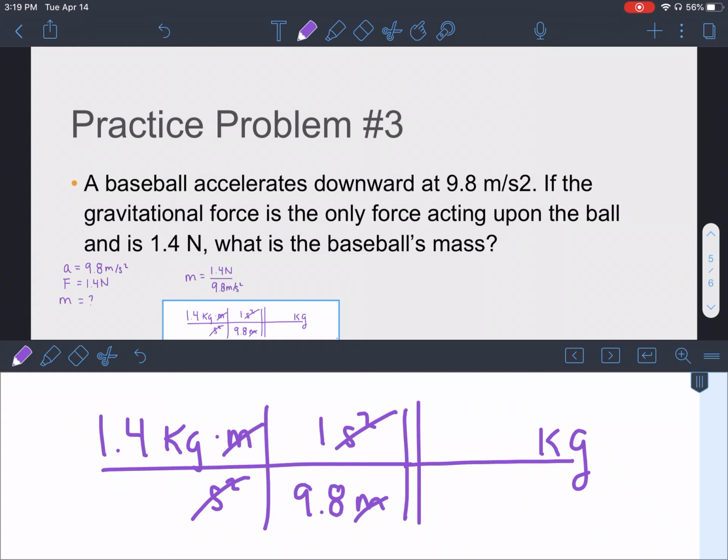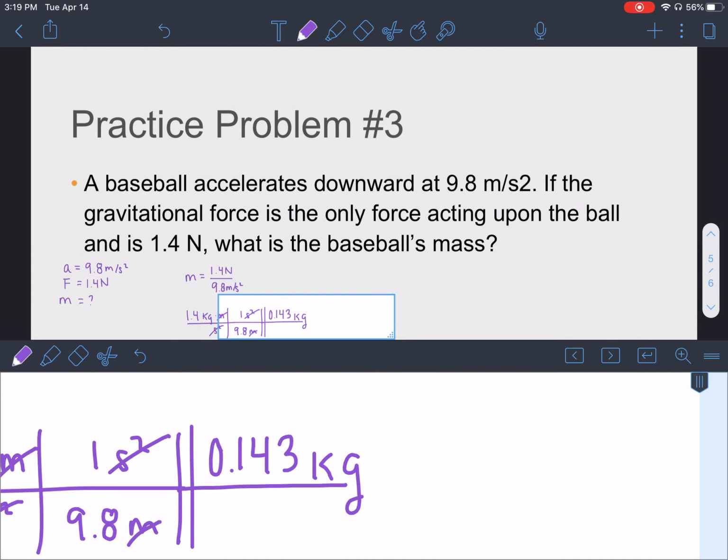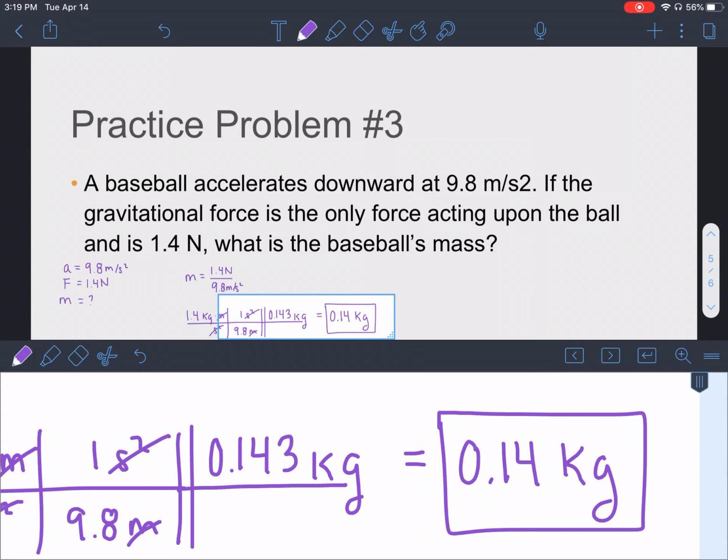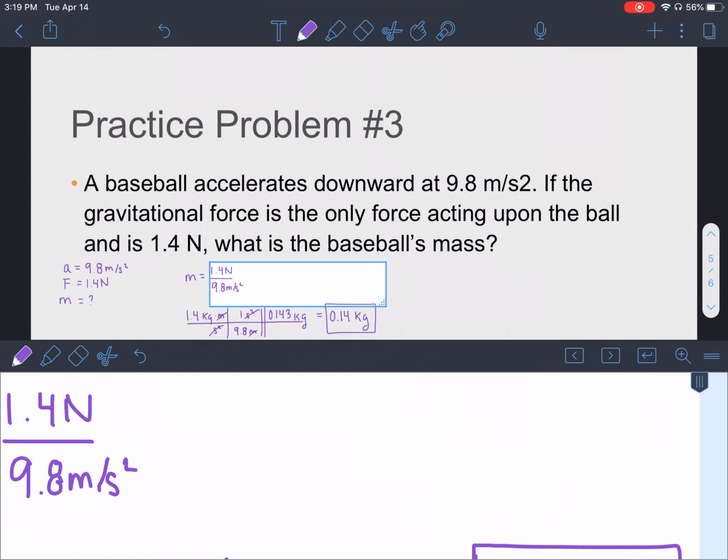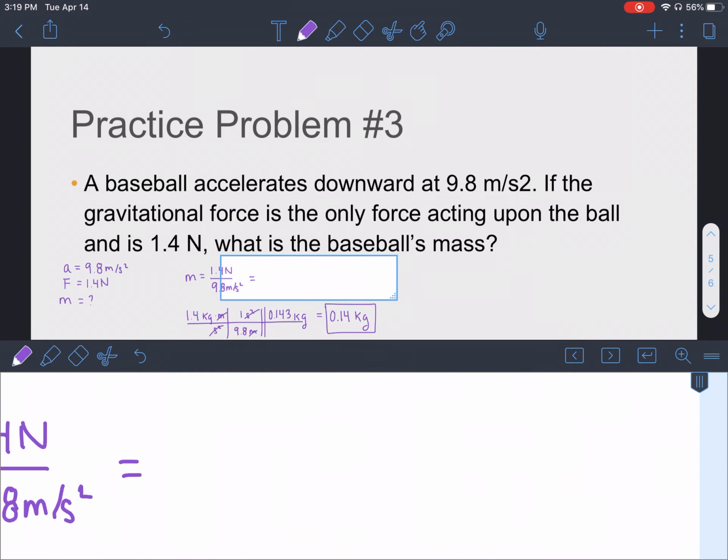And when you divide 1.4 by 9.8, you get 0.143 kilograms. And we need to round that to two significant figures because there's two sig figs in each of our given values. So we will round that to 0.14 kg. Okay. Again, it does not matter which way you solve it, you will still get the same answer.